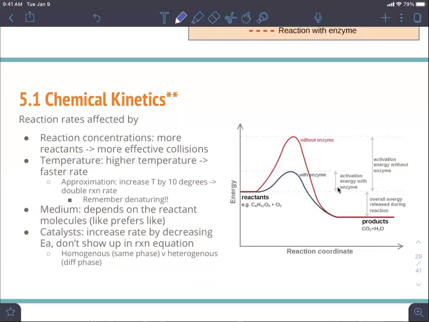However, you have to take this with a caveat, because in the body, enzymes can actually denature at a certain temperature. Remember that enzymes are proteins, right? So at a certain temperature, they're just going to fall apart. It's the same with humans. If you set a human on fire, they're going to die, right? It's kind of the same thing with enzymes.